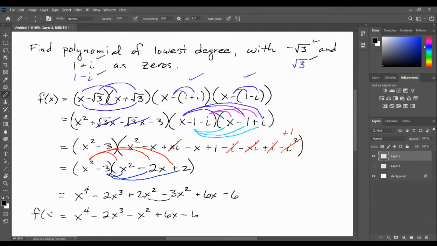And that is my polynomial of lowest degree with the 2 zeros that they gave us to work with, knowing that because one was a radical and the other was complex, that their conjugates would also be zeros. Seems lengthy. I feel like I've talked a whole bunch right there. It's a process. Just write out those factors and then start multiplying them together. Do you have any questions on that?